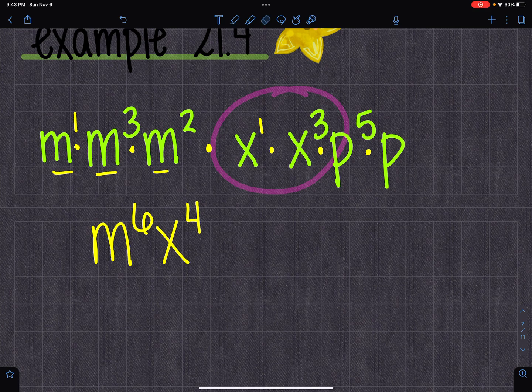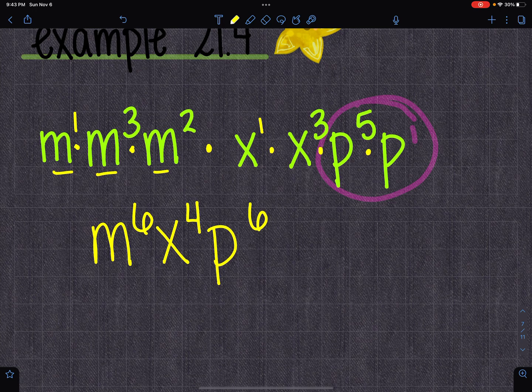All right, sweet. Now let's do the p's. I've got p to the 5th and just a p raised to the 1 power since there's no exponent. So that's going to be p raised to the 6th power. And that is my final answer. Easy peasy, right? So easy and fun. That is super satisfying to me.